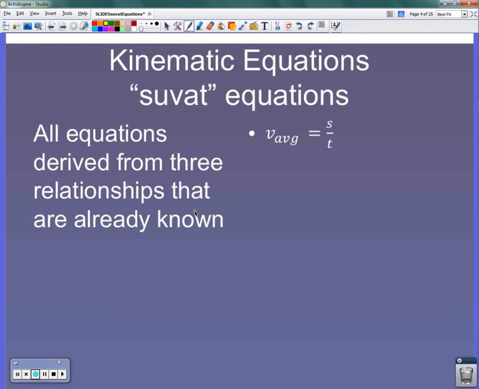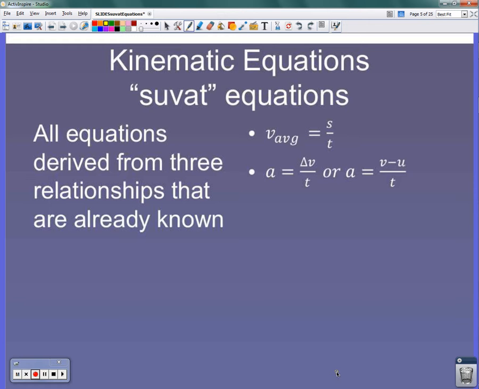So first, this relationship for average velocity. We define average velocity as displacement over time. And remember, the S is what is representing displacement. The T is representing time, so displacement over time is how we define average velocity. And in earlier videos, we talked about the difference between average and instantaneous, but velocity is always a relationship between displacement and time.